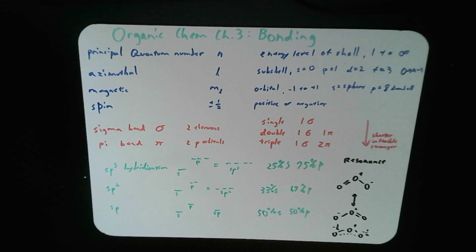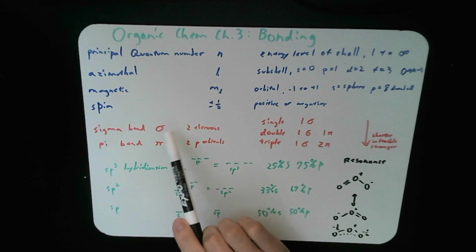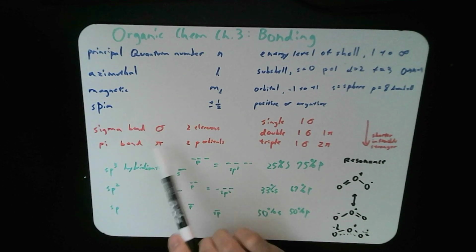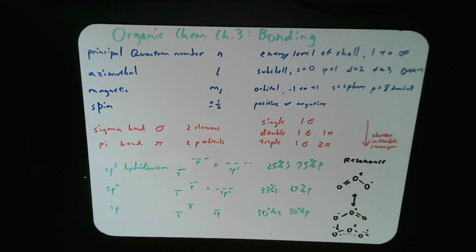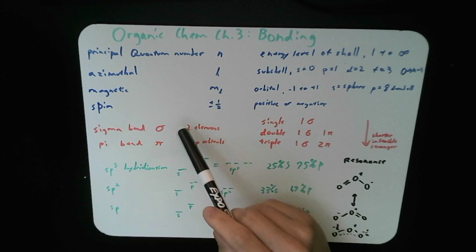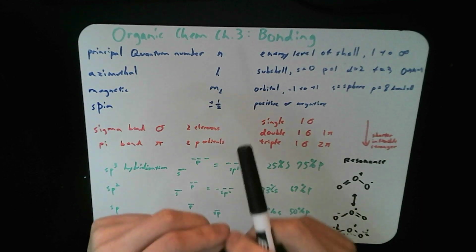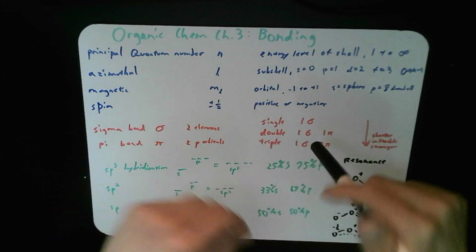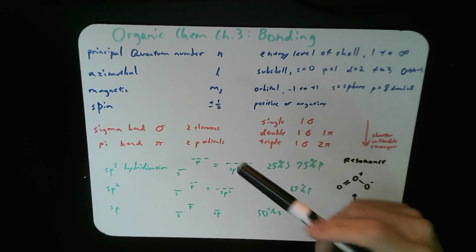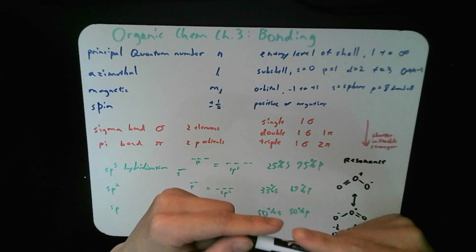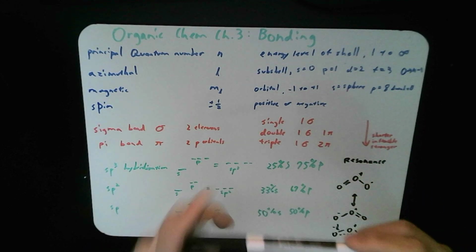Next, we talk about the bonds. We have sigma bond and pi bond. Sigma bond is denoted like this, and pi bond is the pi we're familiar with. In a sigma bond, there are 2 electrons participating in it, like how we see single bonds. So a single bond is just 2 electrons sharing and forming that bond together.